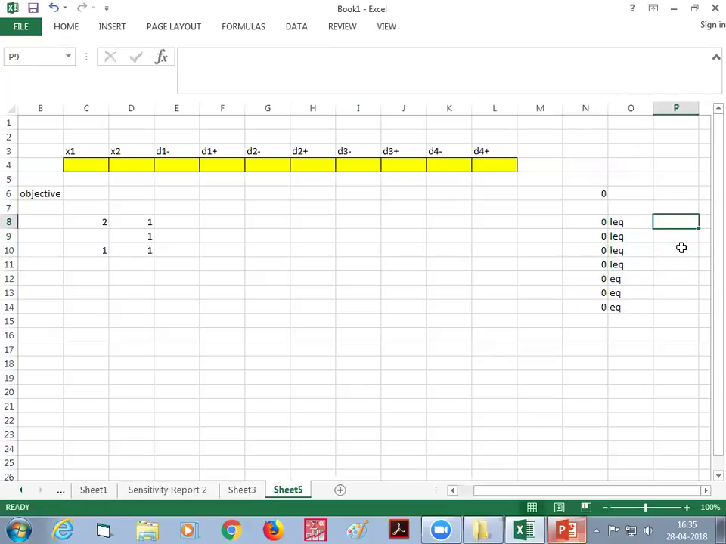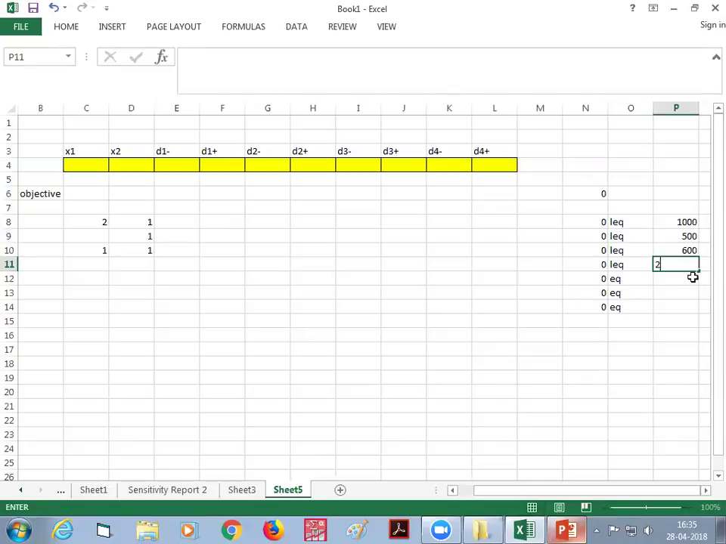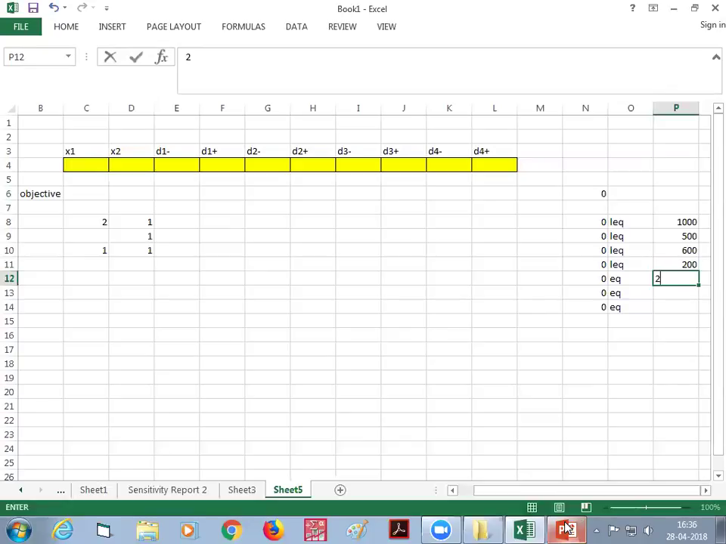Less than or equal to how much? Well, 1,000, then 1,500, 600. And these are 200. What was the next one? 500. The next one is 250,000. And the last one is 400.